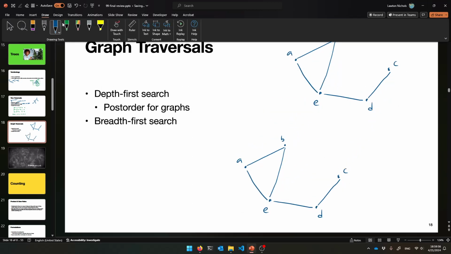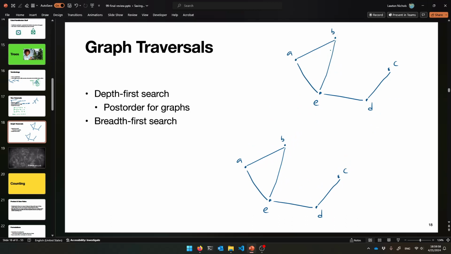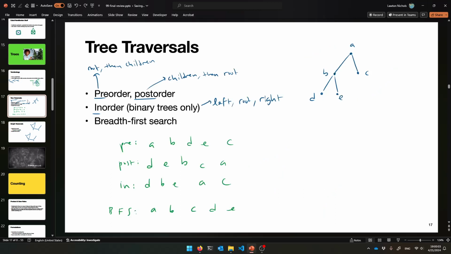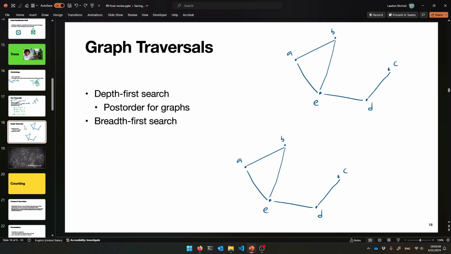So depth first search is essentially post order. You can use a stack or you can use recursion. But it's pretty much post order for graphs where you try to go down as far as you can. It's like look at the children essentially of your node, if you can think of it that way. Like look at the adjacent things first and then get as deep in the graph as you can go.